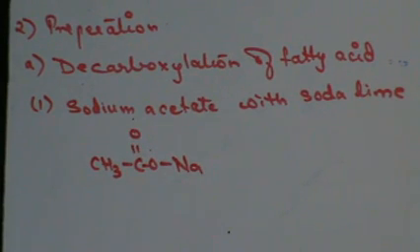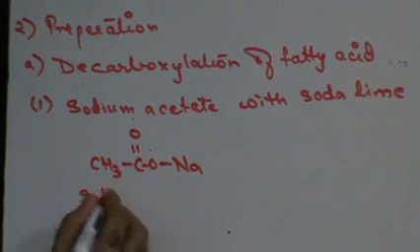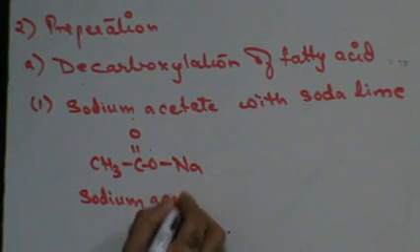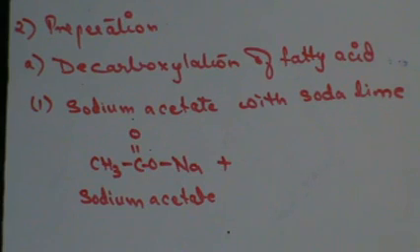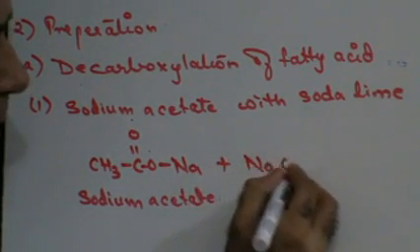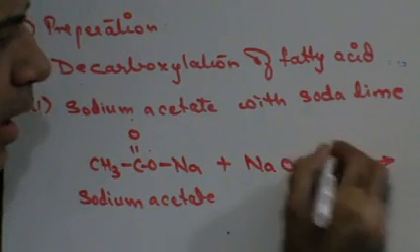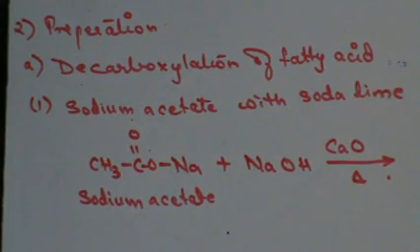So acetate is written as CH3COO. This is sodium and this is acetate. So this is sodium acetate. Right? Reacts with soda lime. Right? Now what is soda lime? Soda lime is nothing but a mixture of sodium hydroxide and calcium oxide. So it reacts with sodium hydroxide and calcium oxide and is heated. Calcium oxide is used as a catalyst, right?